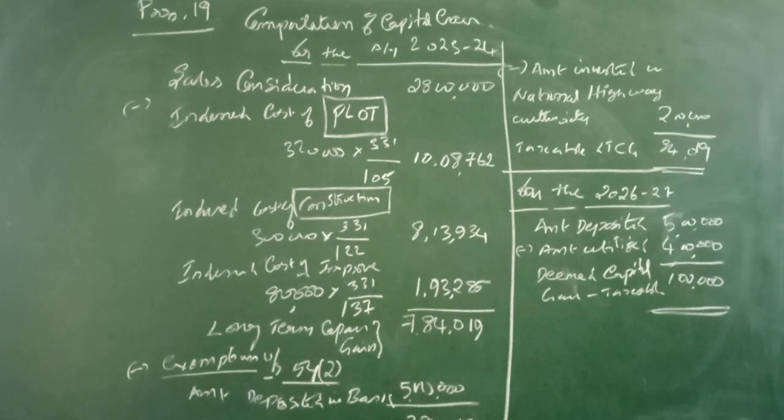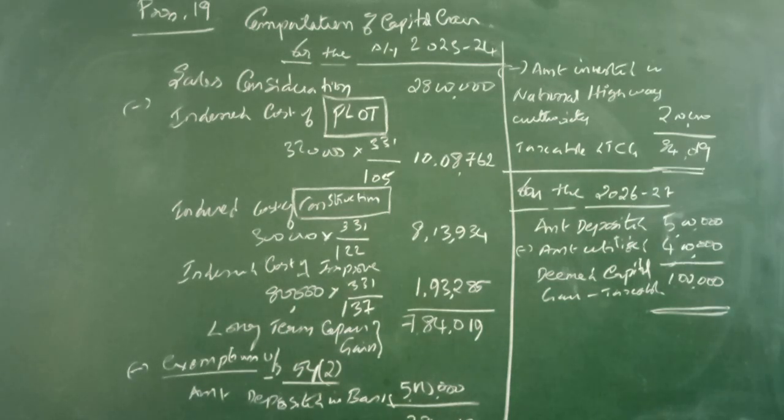So how to take this? First you take, as usual, the sales consideration, which is 28 lakhs. In the first line itself it is given as 28 lakhs. Then the indexed cost of the plot we have to calculate. Please mind it very carefully. The important and peculiar point here is that cost of the plot, cost of construction, and cost of improvement are all given, so all the three things we have to apply the index points.